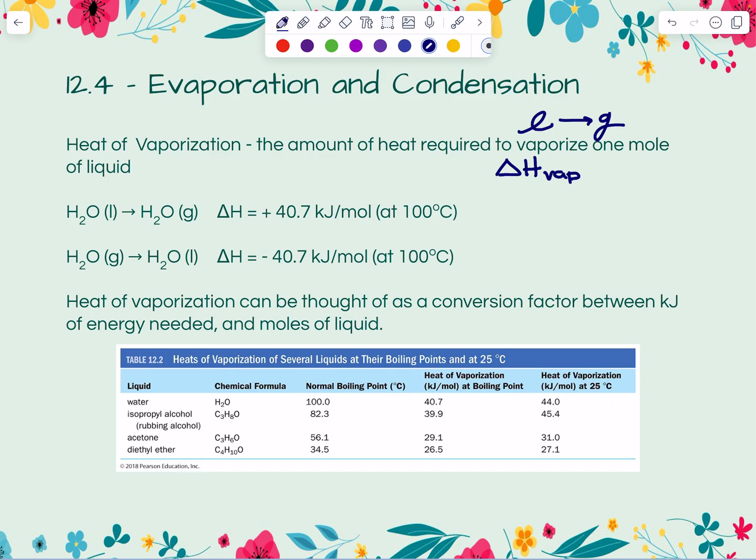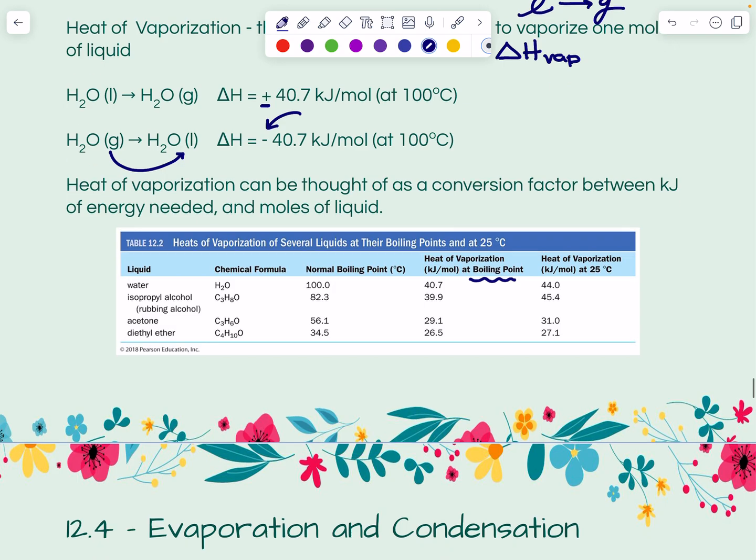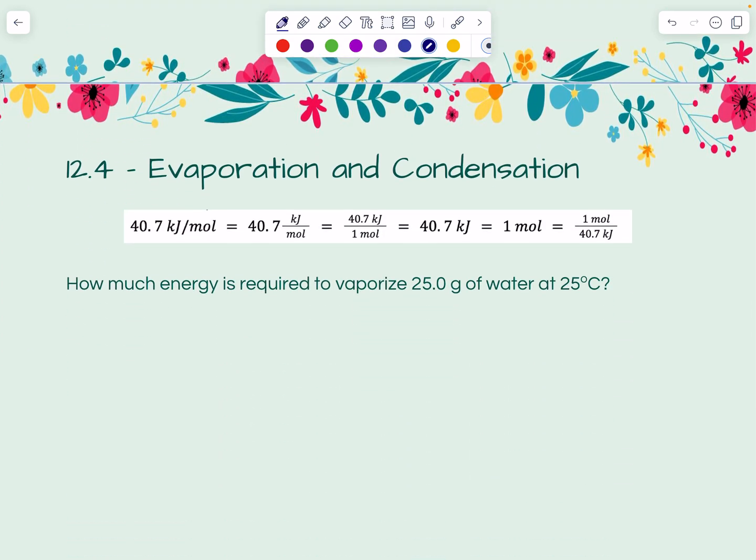If it's the vaporization of water, let's say, then you would need to add that much energy, 40.7 kilojoules per mole. And if you are condensing it, going from a gas to a liquid, you would need to remove that much energy. That's why the negative sign is there, right? And we can use these numbers in the table as conversion factors between energy and moles of a liquid, and then we can obviously go from moles to grams. Notice that the heat of vaporization at the boiling point is a little different than what it is at room temperature.